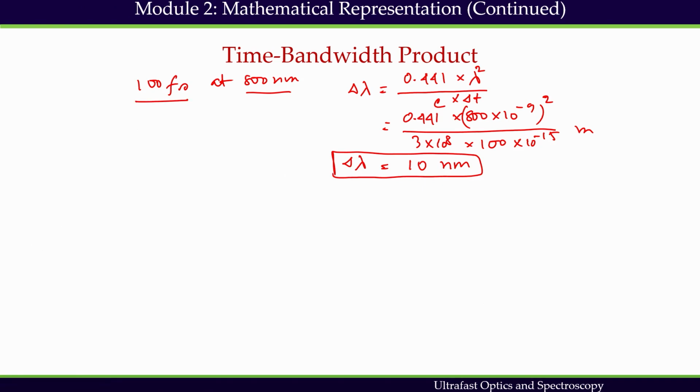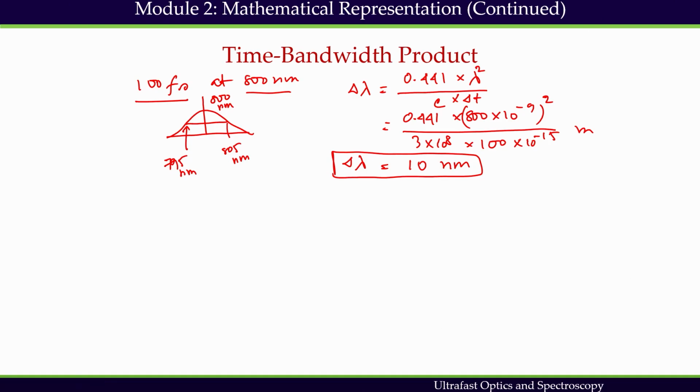So what does it mean? It means that I have center wavelength 800 nanometer, but its width is plus minus 5 nanometer. So this is going to be 805 nanometer and this is going to be 795 nanometer. So this is the spread of the spectrum which we see.